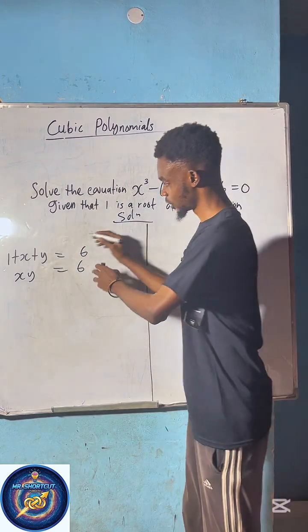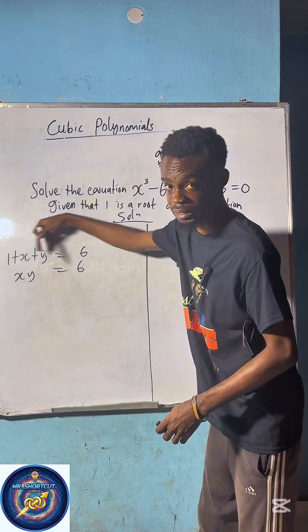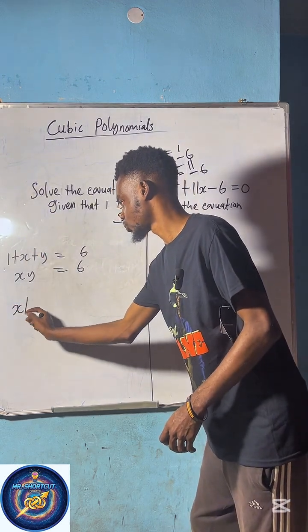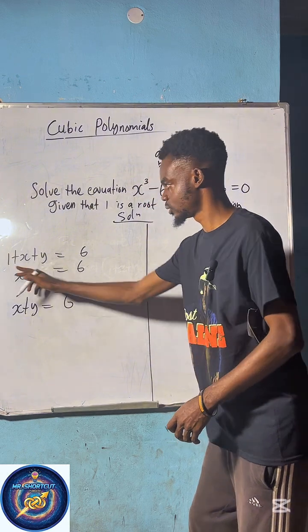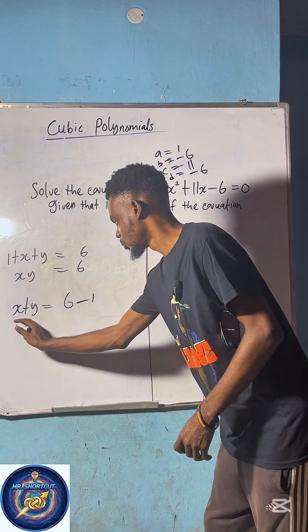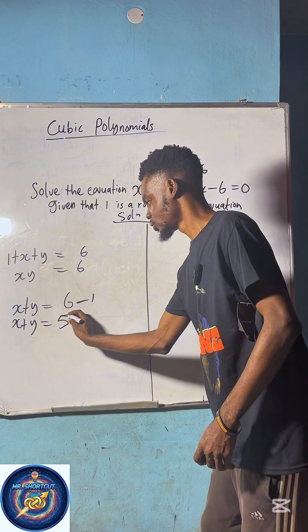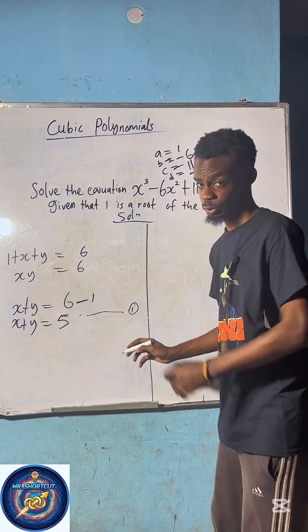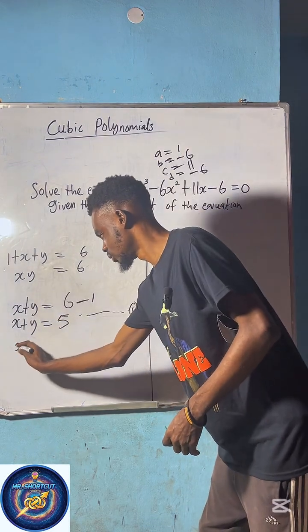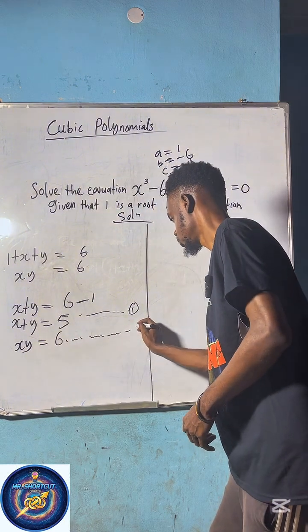Now let's simplify these two expressions. Let's take this 1 to the other side. So x plus y equals 6. This is positive 1, and when it comes to this side it takes the negative sign, so minus 1. So x plus y is equal to 6 minus 1, which gives 5. We call this equation 1. Now let's go to the product of the roots, x times y. This one is already simplified, so xy is equal to 6. We call it equation 2.